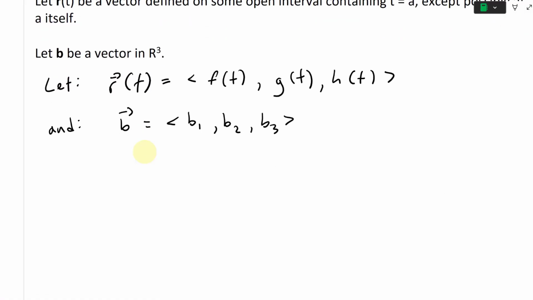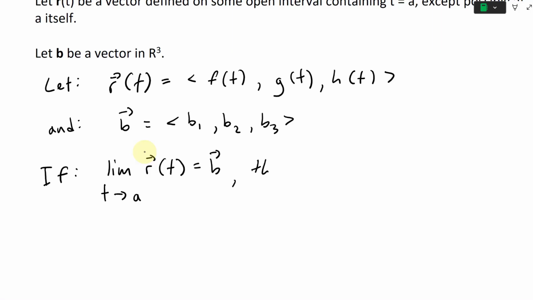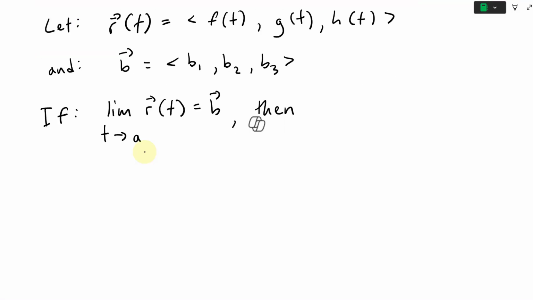All right, so in this solution, we're just going to assume it's true. If the limit as t approaches a of the vector function R of t is equal to b, then what this means is the limit exists. So if it's equal to that, then the limit has to exist. That is, the limit of R of t exists.